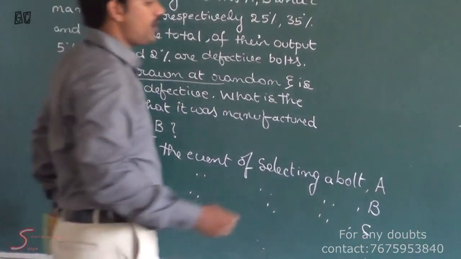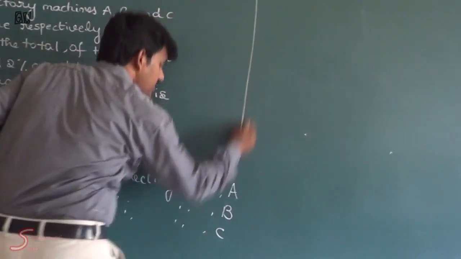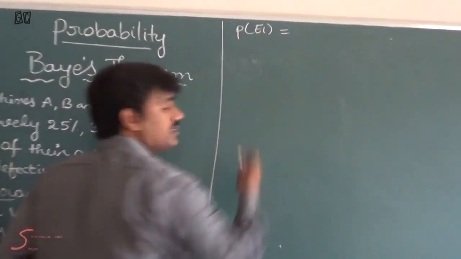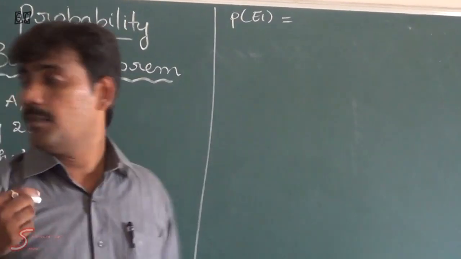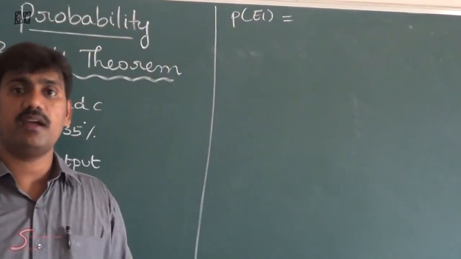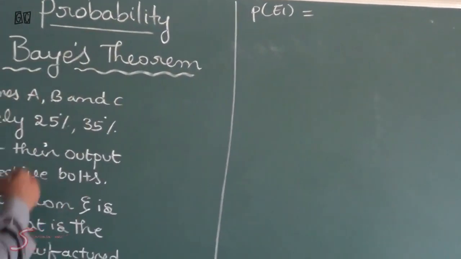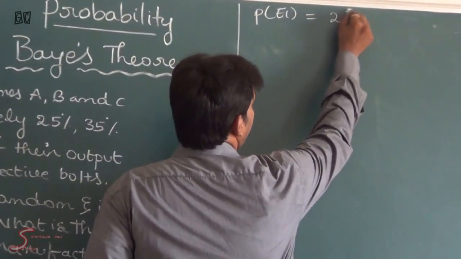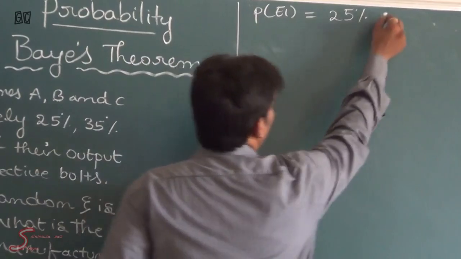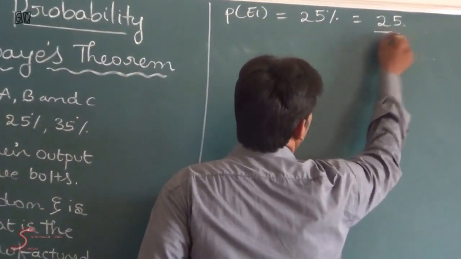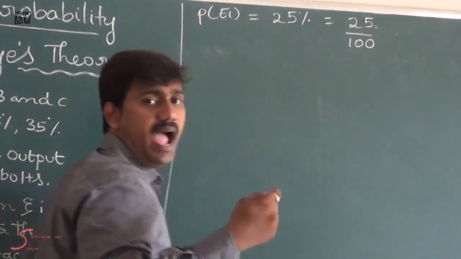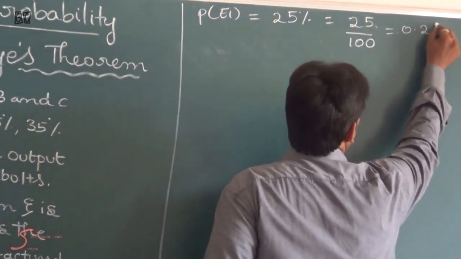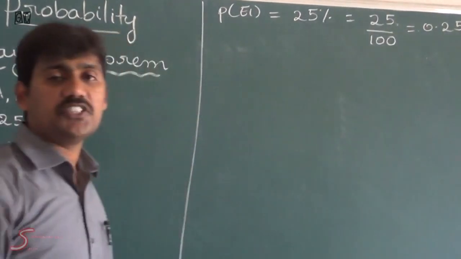If you observe the data, percentage values are given. What is P of E1? The probability of selecting a board which is manufactured by machine A. 25% is given, which means 25 by 100, that is favourable number of cases by exhaustive number of cases. So that is 0.25. This is the probability for machine A.